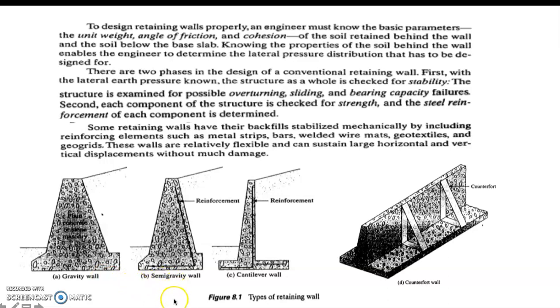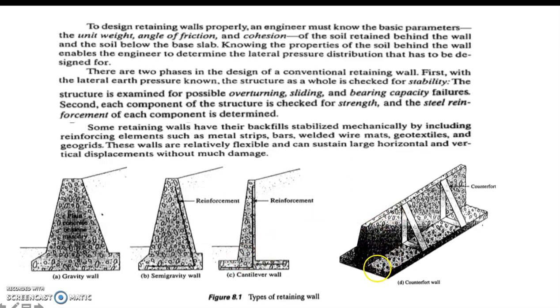Then we have our semi-gravity wall. When we talk about a semi-gravity wall, in many cases a small amount of steel may be used for the construction of a gravity wall, thereby minimizing the size of the wall section. Such walls are generally called semi-gravity walls. Then we have the cantilever wall. This is made of reinforced concrete that consists of a thin stem and a base slab. This type of wall is economical to a height of about 8 meters.